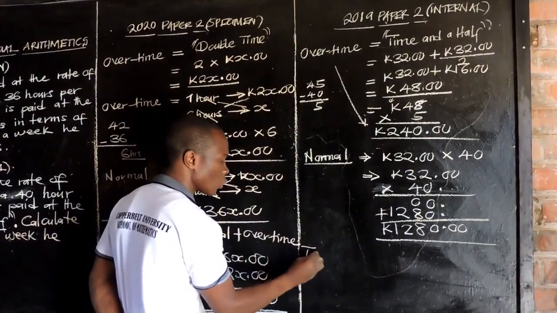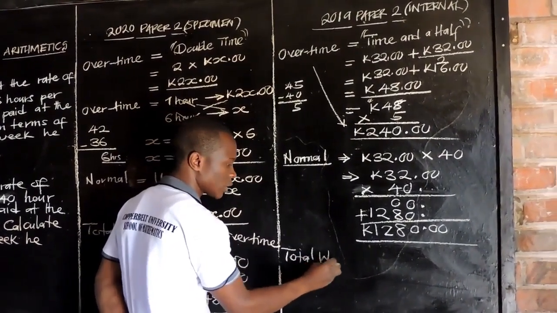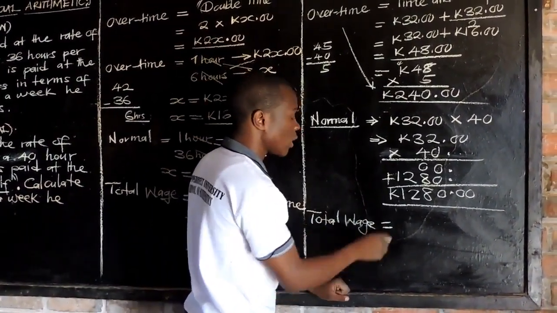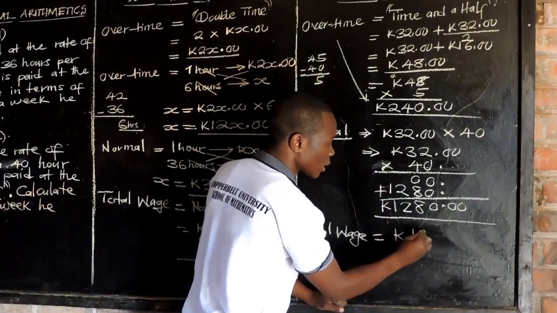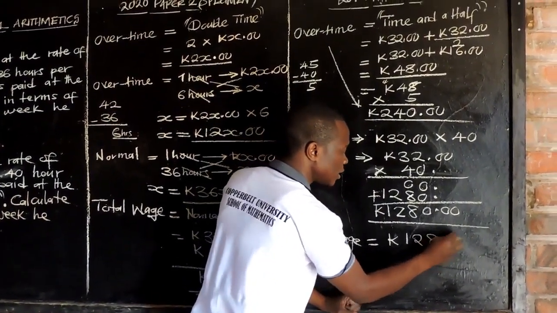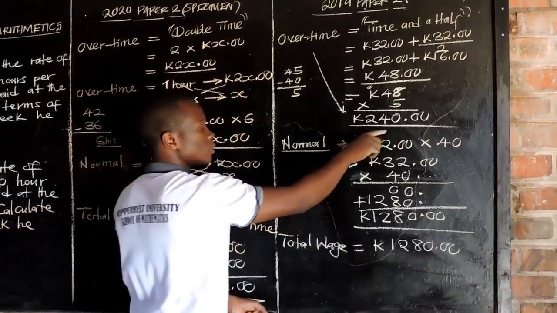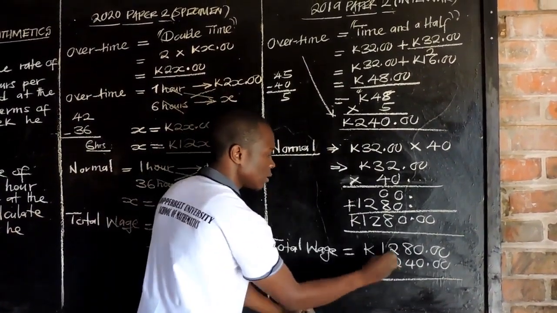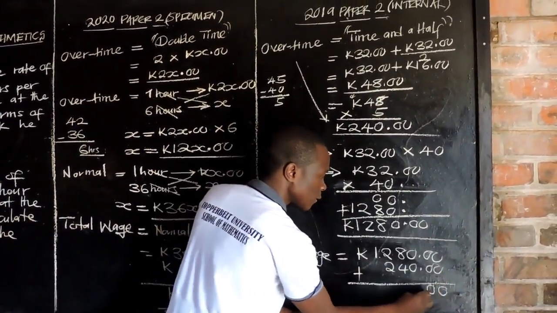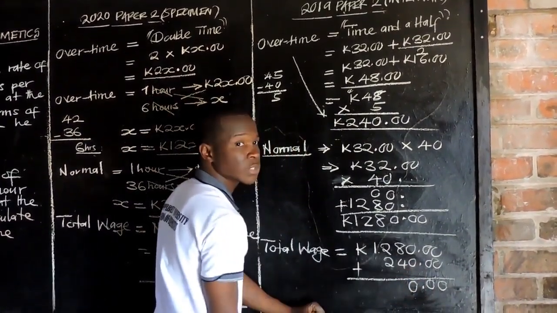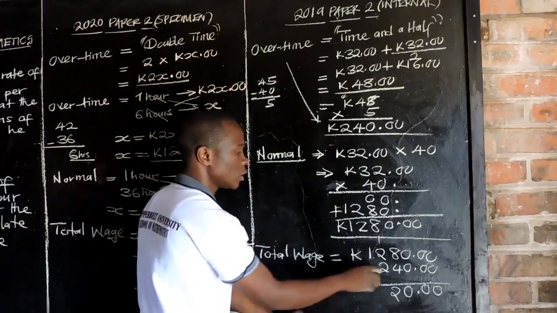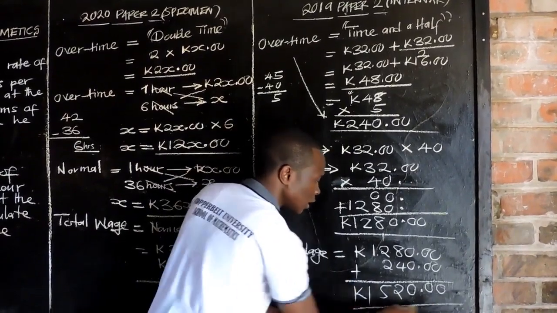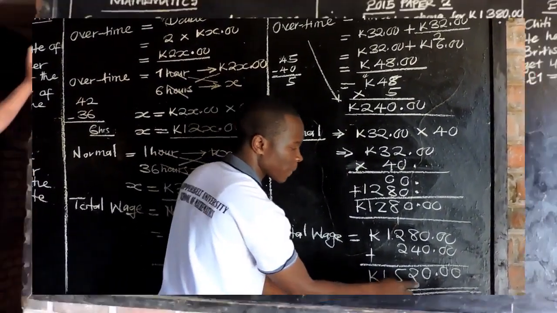So finding his total wage. Total wage, we know that we're supposed to add the overtime plus the normal wage. So in this case, we can say normal is 1,280 plus this overtime, 240. You can add. 0 plus 0, 0; 8 plus 4 is 12, so 2 carry 1. 2 plus 2, 4 plus 1, 5. 1 plus 0, 1. So this is total wage: 1,520.